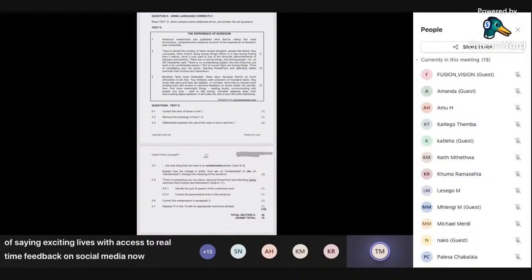Now, 5.7, replace it in line 18 with an appropriate noun or a noun phrase. Let's go to line number 18. So that's 15, 16, 17, 18. It will make the rest of your life more interesting. Yeah, here's the problem.